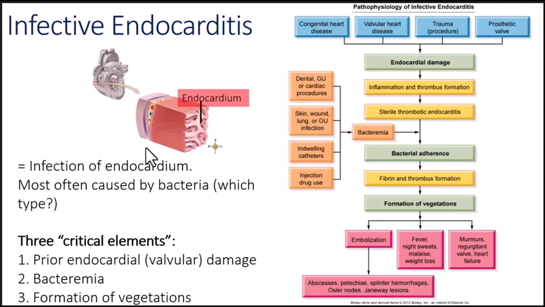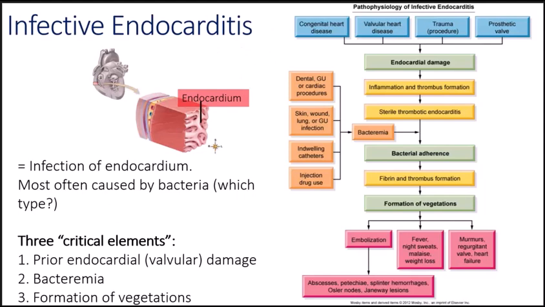Bacteria is the most common cause of infective endocarditis. Which bacteria in particular? Staphylococcus aureus is the most common causative agent seen worldwide when we look at infective endocarditis. There's that itis referencing inflammation.